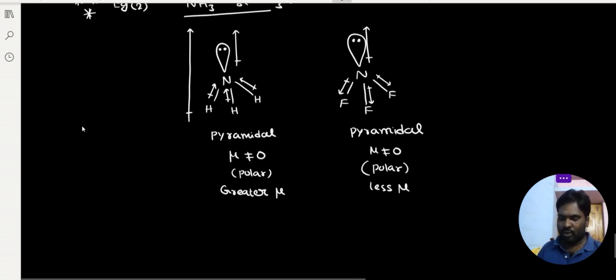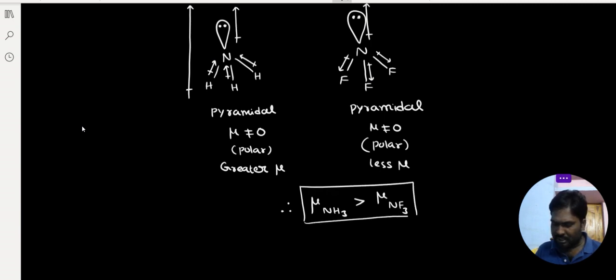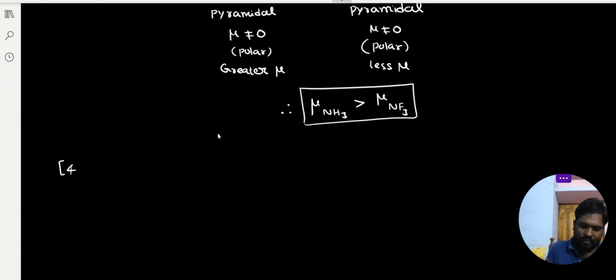Understood? So here, very important: ammonia and NF3, which has greater dipole moment? Ammonia. Its dipole moment is greater than NF3. So it is a very important application. Understood? Yes. Now coming to next application, the fourth application.